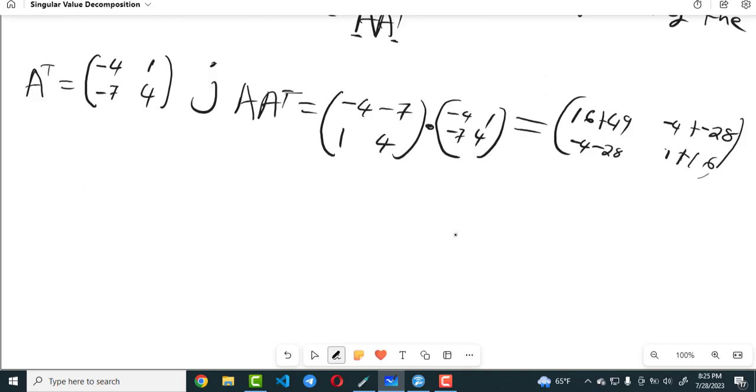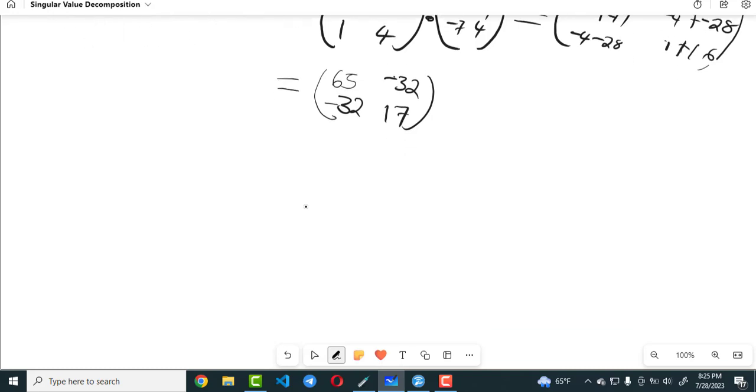So now we need to add. After adding this, 16 plus 49, we get 65. And also -4 minus 28, it is nothing but -32. And also -4 plus -28, it's -32 again. Then here we get 17. Right, so this is another step.